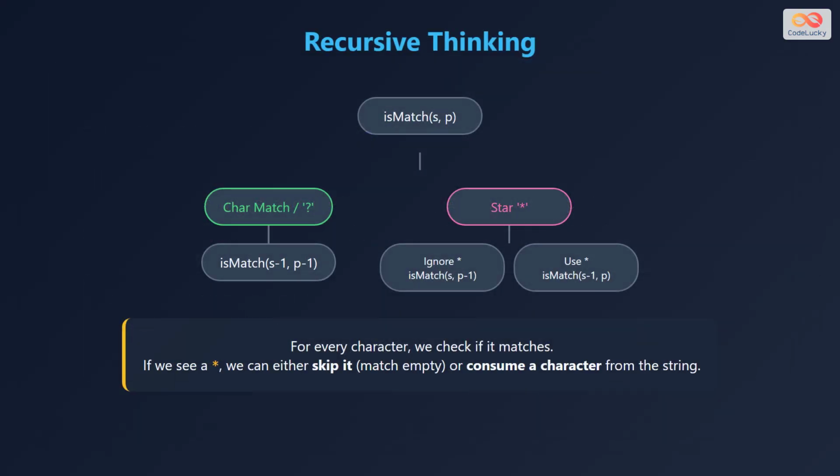Our first instinct might be recursion. We can think of this as a decision tree. For every character, we check if it matches. If we encounter an asterisk, we have a choice. We can either ignore the asterisk and move to the next part of the pattern, or we can use the asterisk to consume a character from our string and stay on the asterisk.